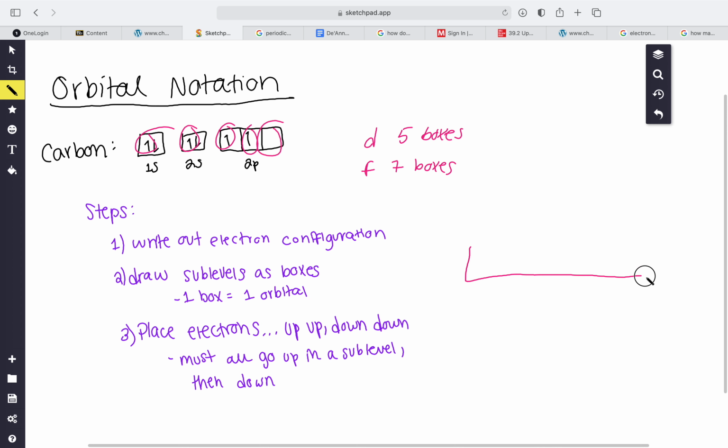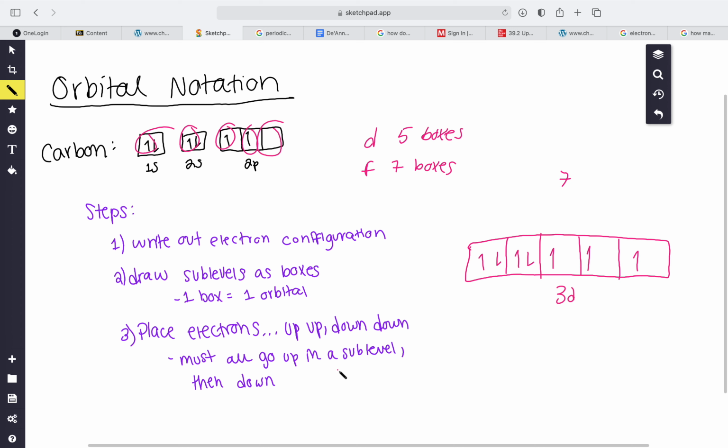Let's say this is a 3D. Let's draw out that there are 5 boxes in there: 1, 2, 3, 4, 5. Let's say you have 7 electrons in this 3D. You're going 1, 2, 3, 4, 5, 6, 7. So you're going up, up, up, up, up, down, down. That's the rule that I always follow. You always want to put the spin in one direction, and then you do the next direction once your sublevel is completely filled.